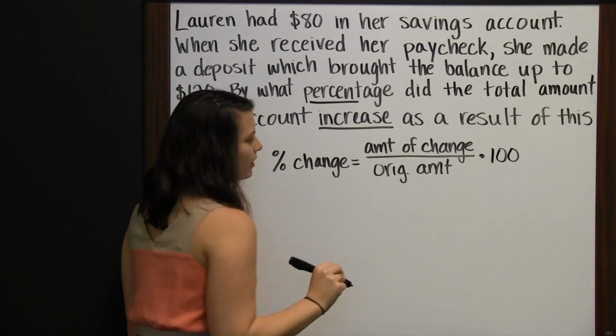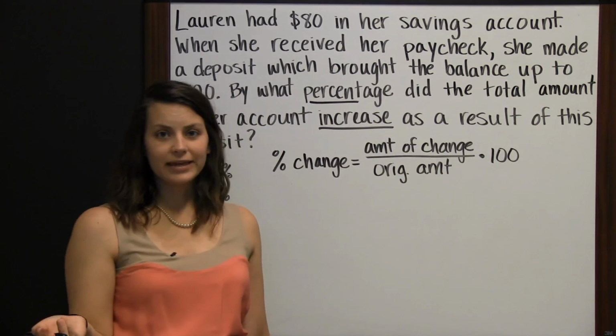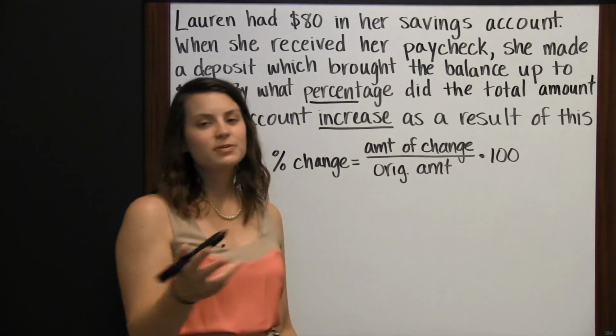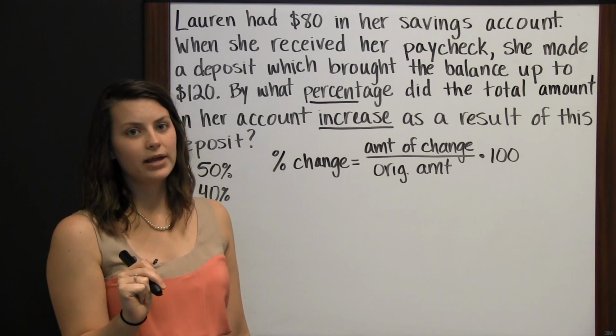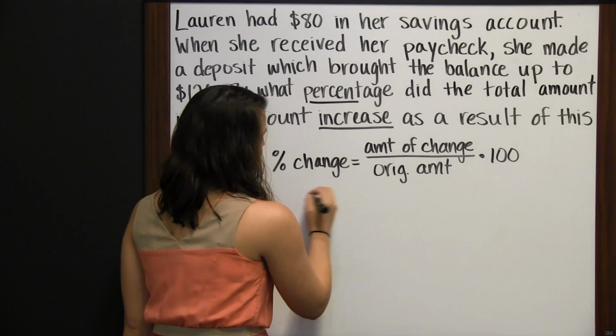And the reason you multiply by 100 is because when you divide, you'll get a decimal answer, and to change a decimal to a percent, you multiply by 100. Or simply move the decimal 2 places to the right. So first we need to find our amount of change.